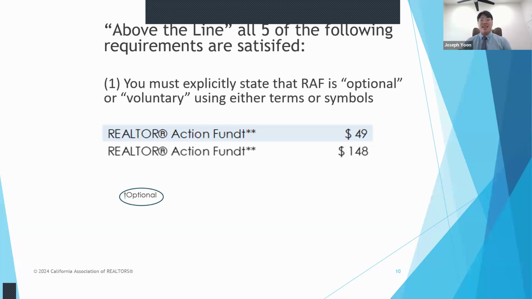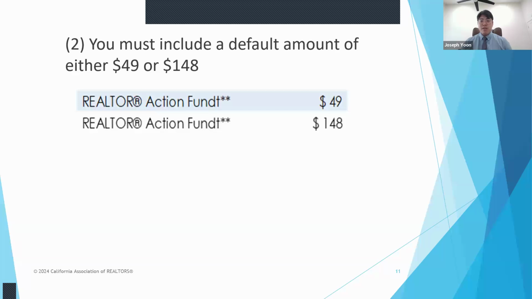First, you have to explicitly state that the RAF is voluntary or optional. You can do this by using the terms optional or voluntary next to RAF, or as we did here, use a symbol and cite to optional voluntary somewhere in the dues bill. The next requirement is that the RAF amount has to be either $49 or $148. There are legal reasons that we have these amounts set, so it's one or the other, but the amount itself cannot be changed.